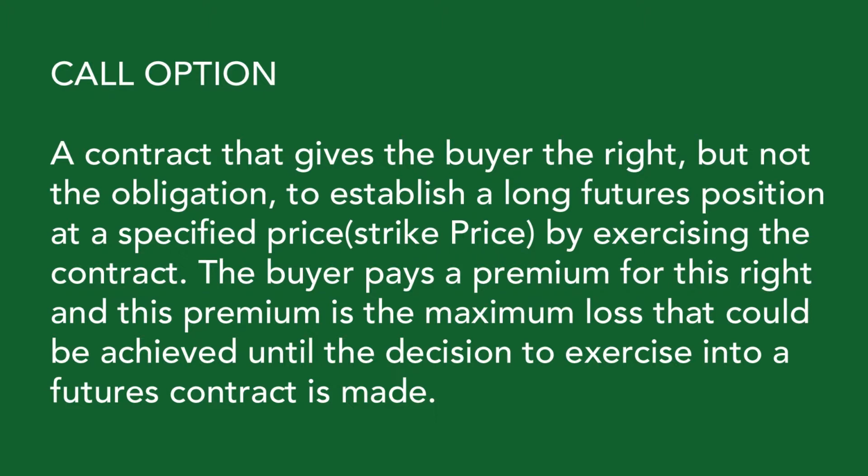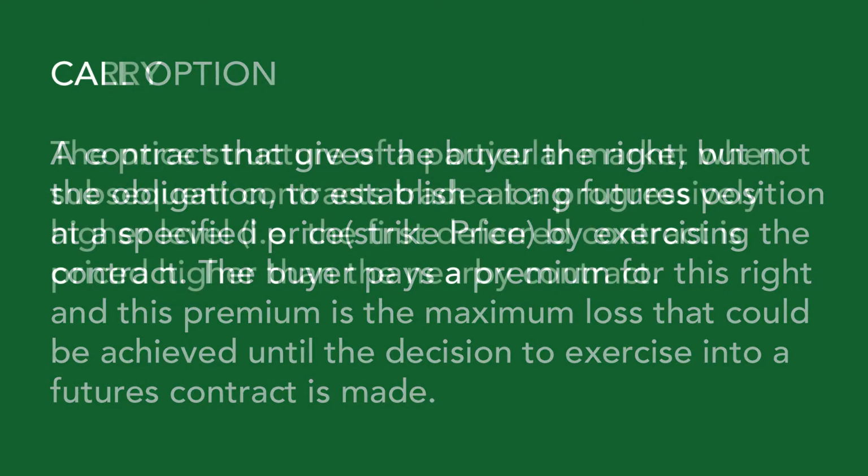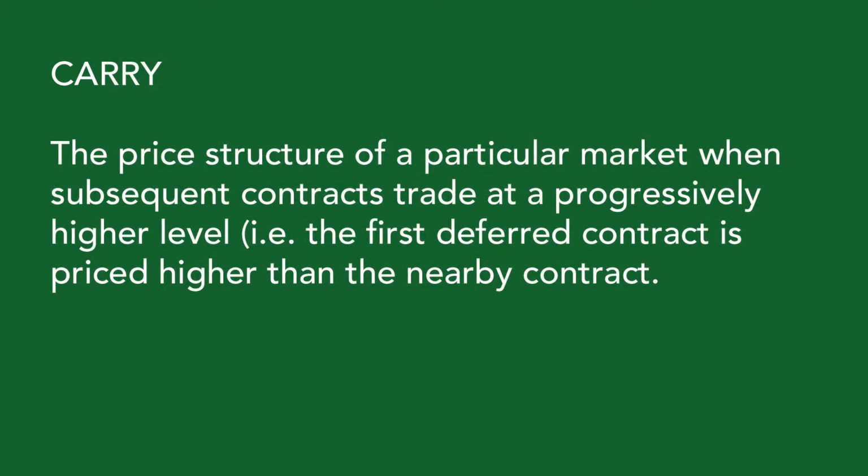So he spent 20 cents to buy that call option. He sold corn at $5. His net would be $4.80, 5 minus 20. Carry, the price structure of a particular market when contracts trade at a progressively higher level. The first deferred contract is priced higher than the nearby contract.